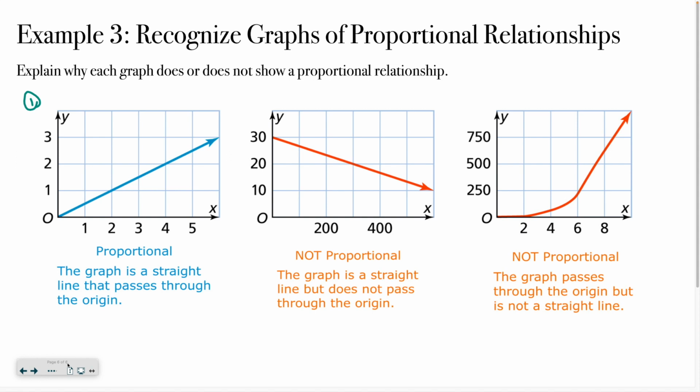So looking at that very first one, the blue one on the left, this one represents a proportional relationship, and the reason it is proportional is because the graph is a straight line that passes through the origin. Okay, and here you can see instead of putting a 0 and a 0, they put what looks like a weird slanted 0. It's a capital O to represent the origin.